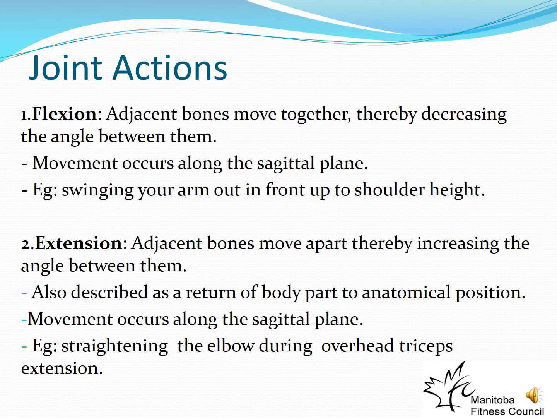Extension is that the adjacent bones move apart and increase the angle between them. This is often also how we return the body part to anatomical position from a flexed position. And the example is straightening the elbows. So let's look at a visual of these. It'll be easier to see something.